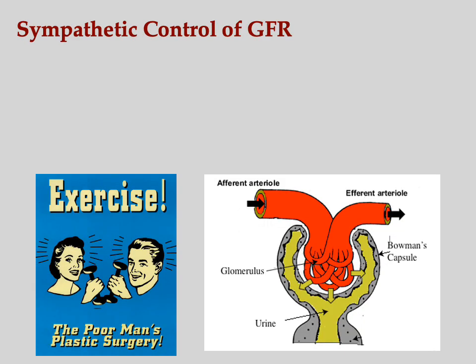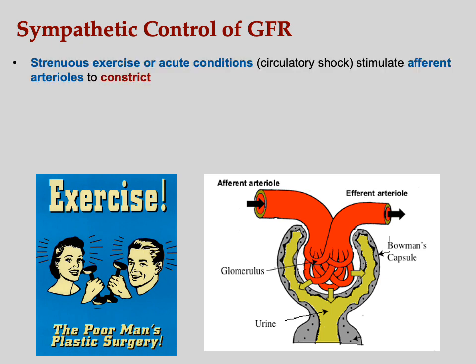Okay, sympathetic nervous system. So we looked at local autoregulation. Now, the sympathetic. Again, autonomic nervous system controlling so many things in your body. Of course, sympathetic is going to have control over this as well. So strenuous exercise or acute conditions like circulatory shock stimulate the afferent arterioles to constrict. What's going to happen if we constrict the afferents? That means not as much blood is going to flow into the glomerulus. You're thinking, wait, what? Why would we do that?